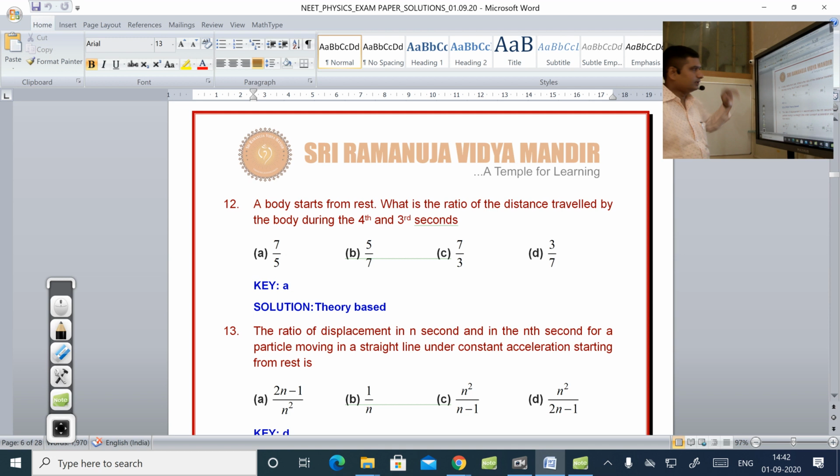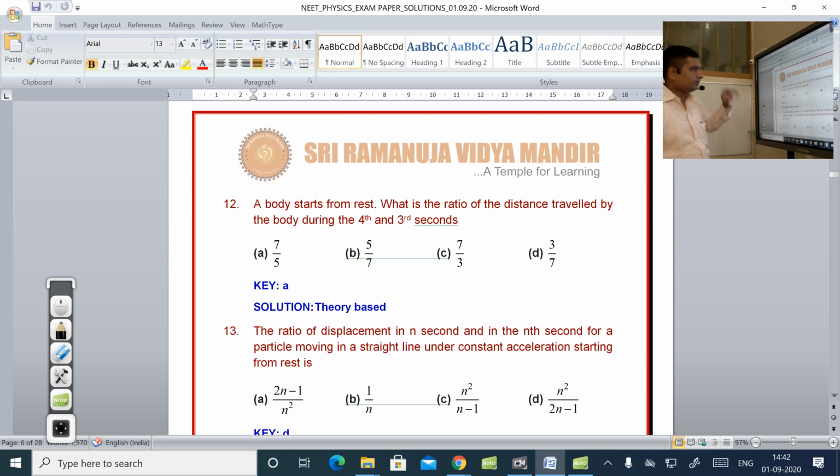We already know the formula: S_n is equal to u plus a into (n minus half). Since the body starts from rest, u is anyway 0. Now for the 4th second and the 3rd second, just substitute here, and you will get the answer 7 by 5.